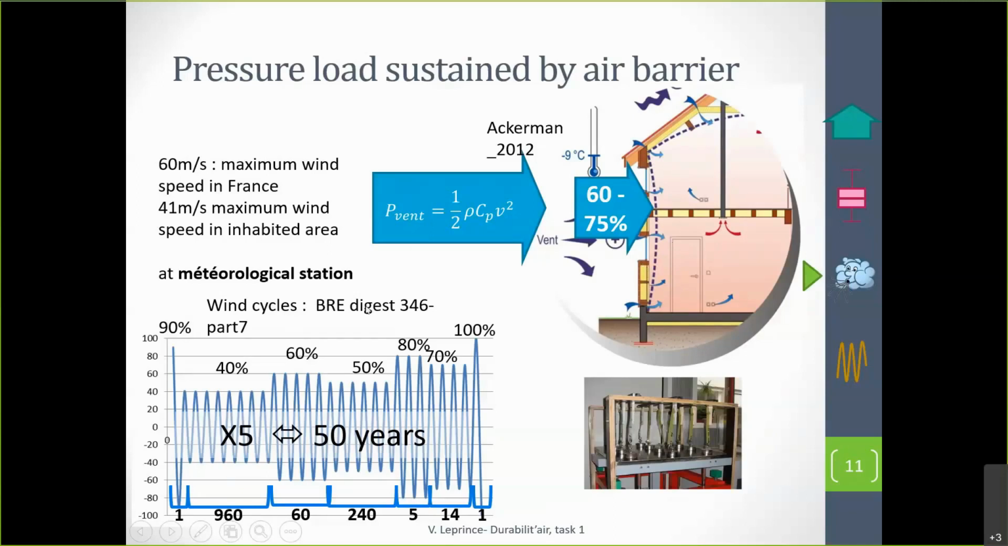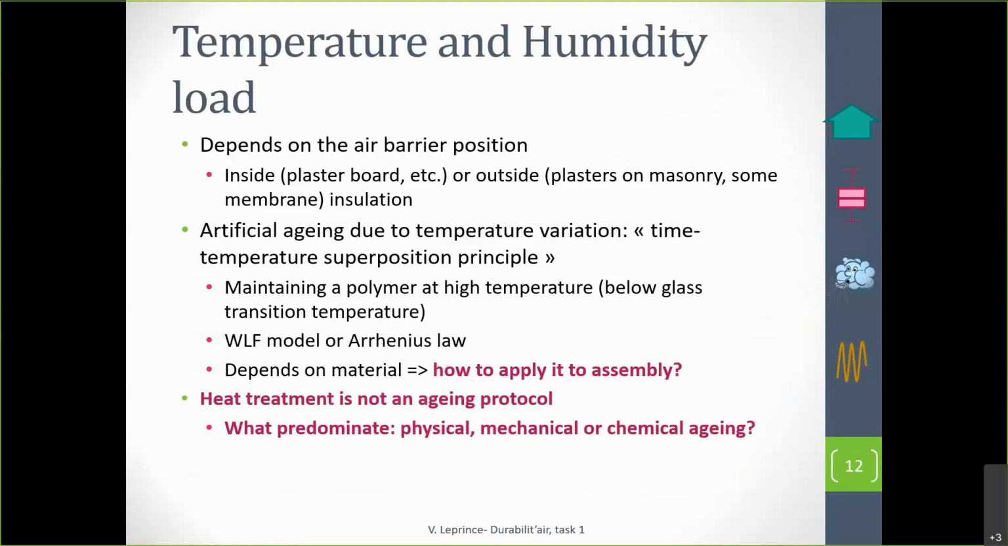And then if you look at British standards, you have wind cycles that are made to be equivalent to 10 years. So if you do it 5 times, you have 50 years, of course. According to the maximum pressure you have calculated, you do 960 cycles of 40% of the maximum, and 60 cycles of 60% of the maximum, etc., to get the equivalent of what the air barrier will sustain during 10 years. So this was the heaviest part.